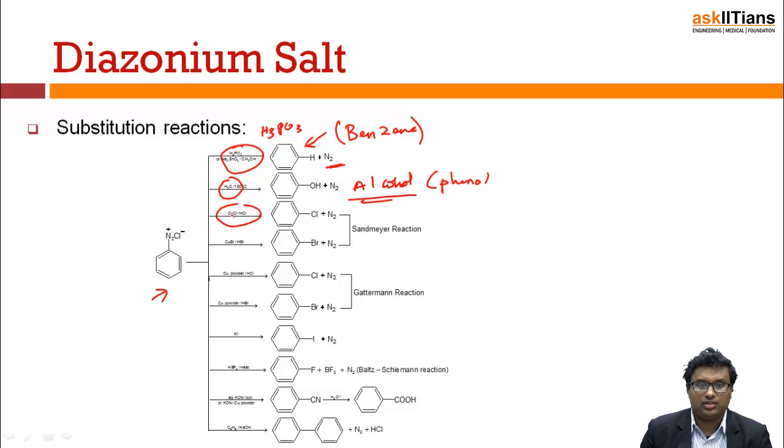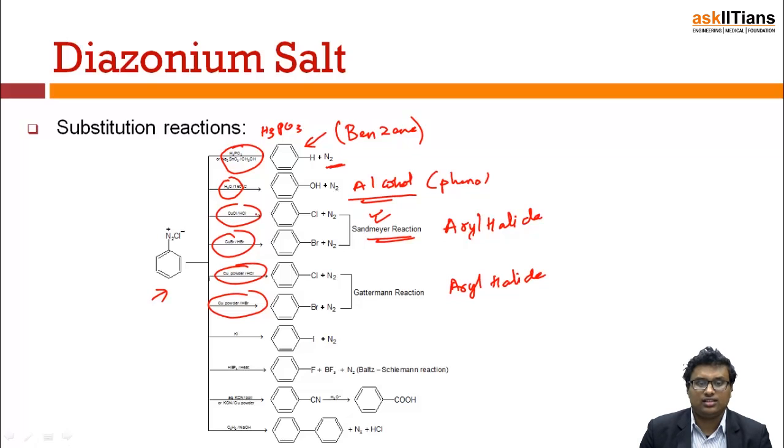Next, in presence of CuCl or HCl, which is a Sandmeyer reaction, CuBr HBr, you will get an aryl halide. With copper powder, HCl, copper powder HBr, you will get again aryl halide. But this is a Sandmeyer reaction. When you are reacting in presence of CuCl and HCl, this is actually the Gattermann reaction where you are reacting with Cu powder and HCl.